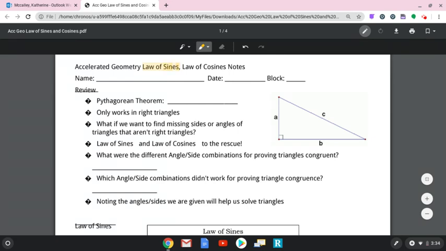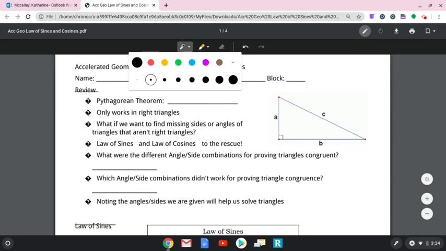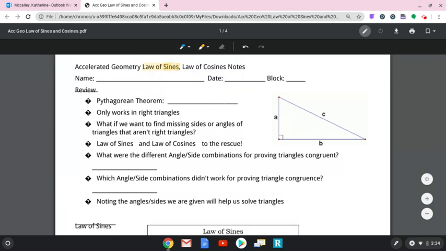Now, let's talk about what we've learned already this year and what you've learned in other years. When you think of the Pythagorean theorem, we have a right triangle. We talk about the Pythagorean theorem: A squared plus B squared equals C squared. And that theorem is great, but it only works with a right triangle. So we can only use the Pythagorean theorem to find other side lengths when we're given a right triangle.